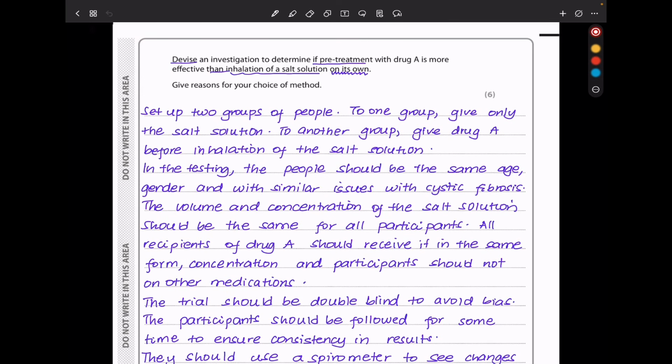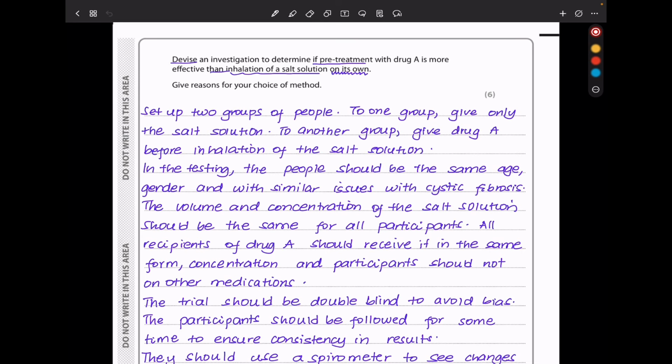Devise an investigation to determine if pretreatment with drug A is more effective than inhalation of a salt solution on its own. Give reasons for your choice of method. So here we're going to design an investigation, and we will have two groups of people. To one group, we'll first give drug A before giving the salt solution, and to the other group, we'll just give the salt solution. We're going to make sure that it's double-blind, and we use large numbers of people so that the study can be valid.